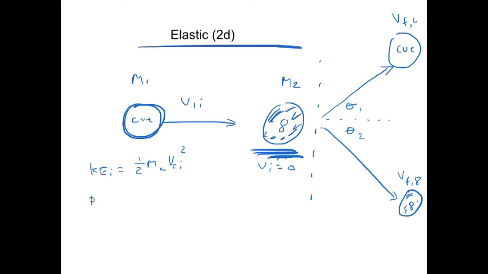And the initial momentum equals MQ times VQ initial. And it's important to know that this momentum is all in the x direction.